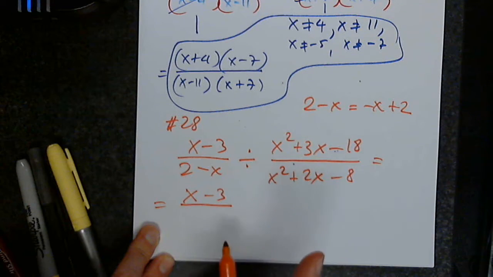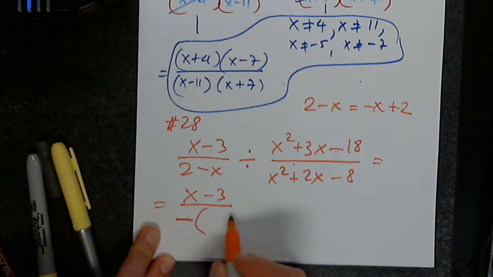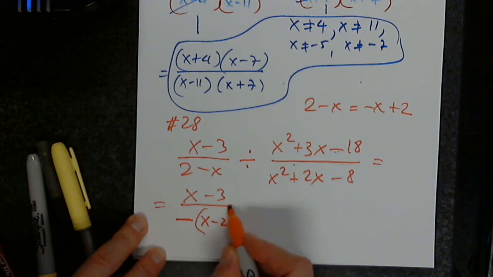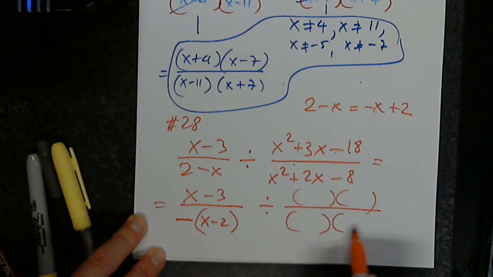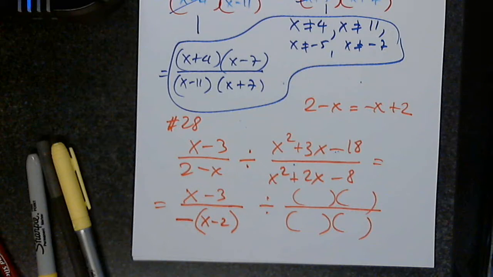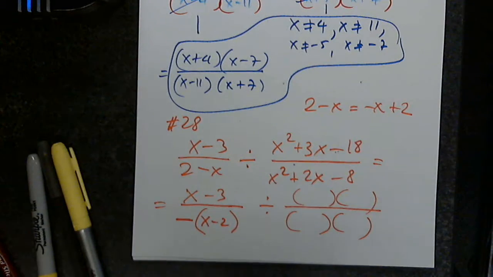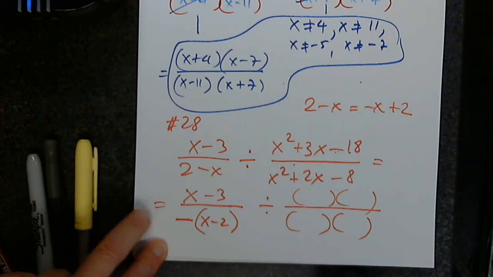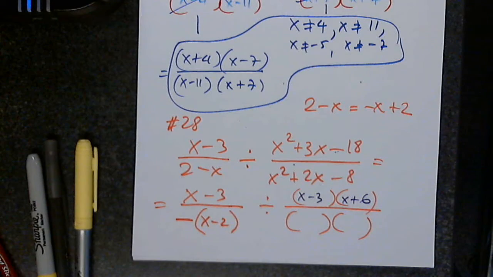We did this in factoring in chapter 6. I must factor out the negative leading coefficient. What is left in parentheses, please? x minus 2, divided by, now I can factor the top and I can factor the bottom. How do we factor the top? x minus 3, x plus 6. We all agree with x minus 3, x plus 6?